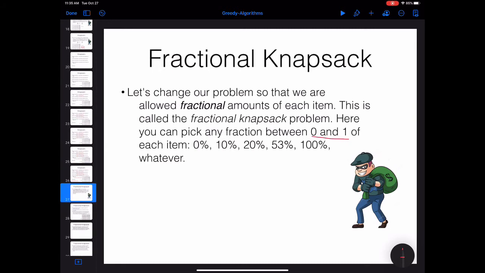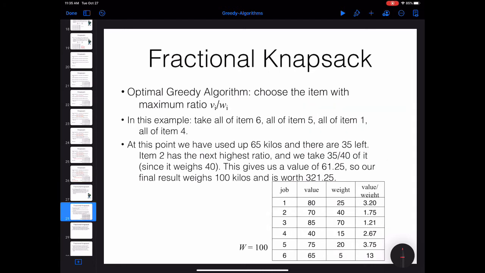So this problem is inherently completely different from the other problem. And I'm going to claim that for this problem, there is a greedy strategy that gives you the optimal answer. And that greedy strategy is, in fact, the last strategy that we discussed. Always choose the item with the maximum ratio of value per weight. I'm going to claim that this is going to give you the optimal answer. Let's just apply it over this example.